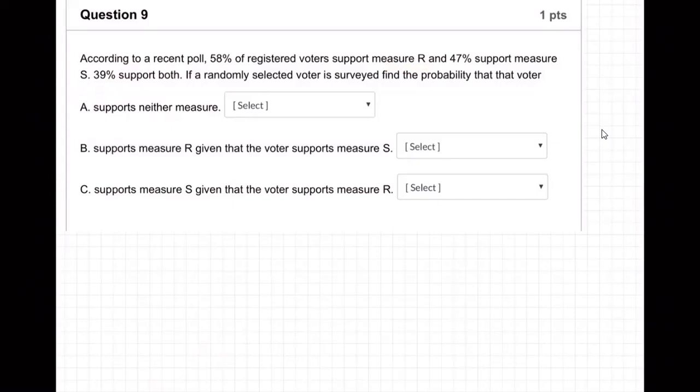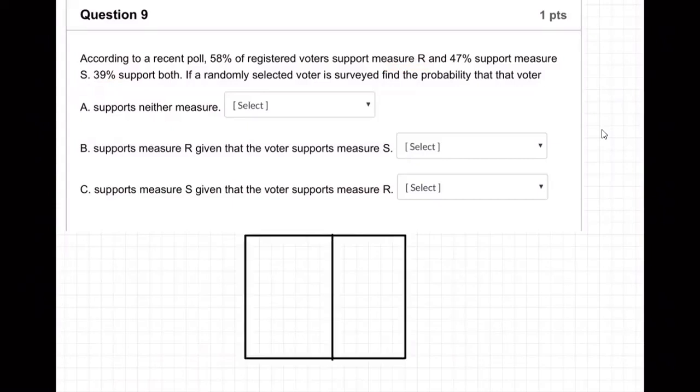All right, let's make for ourselves a two-dimensional table. You can put the qualities on the top and the side, it doesn't matter which one goes where. I'll say this will be measure R, yes, you support it, or no, you don't like it. And then over here, I'll put measure S, and yes, you like it, no, you don't like it. You can switch them up, it doesn't matter.